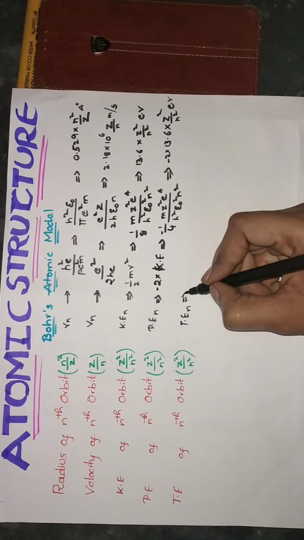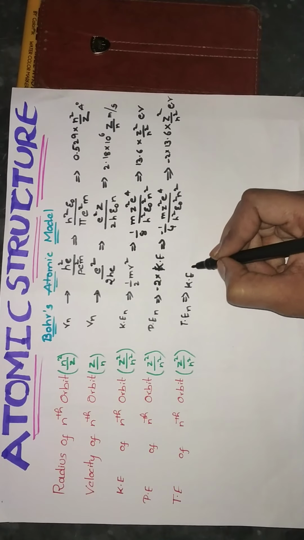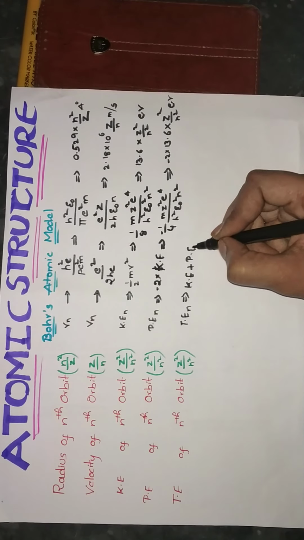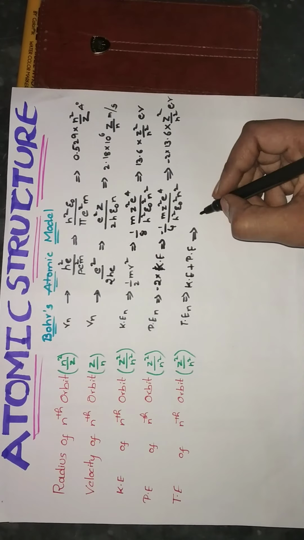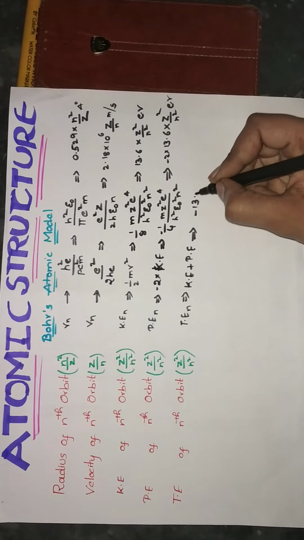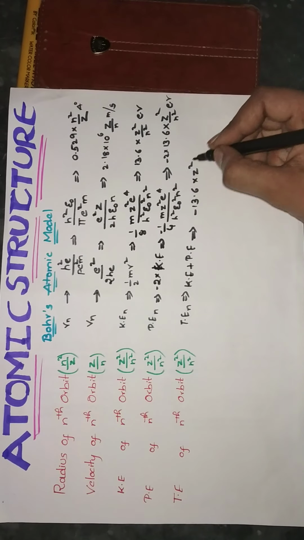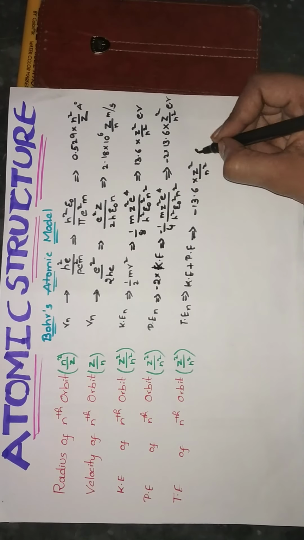And total energy is kinetic energy plus potential energy. So it will become, the value I am writing, minus 13.6 into Z square upon n square electron volt.